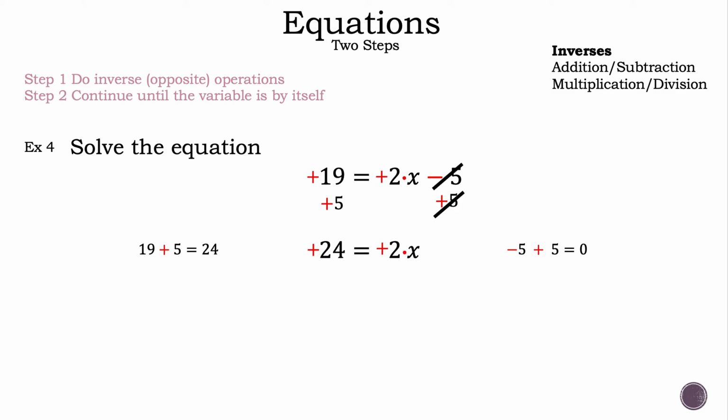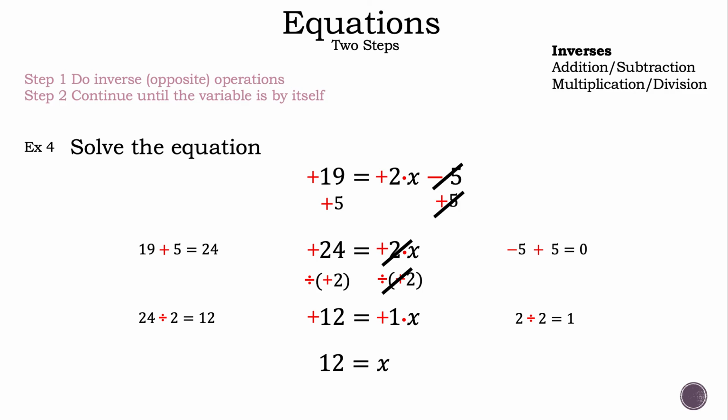Let's write down what we have. Positive 24 is equal to positive 2 times x. So we said times, so now we need to use division, or the inverse, to get rid of that positive 2. So 2 divided by 2 is 1. So those numbers cancel. And now we need to do it to the left side, and we get 24 divided by 2, which is 12. So we have positive 12 is equal to positive 1 times x. Get rid of the positive sign and the 1. So we have 12 is equal to x. And we flip it. x is equal to 12. And there we have it. That's your answer.